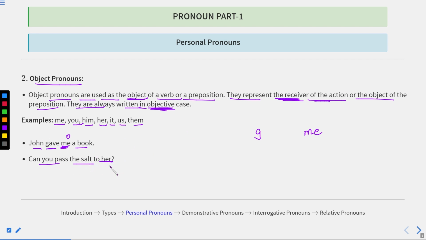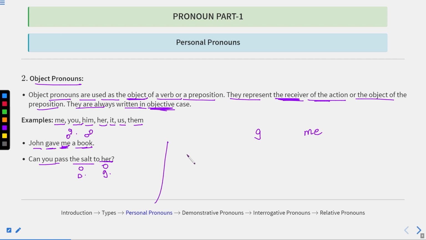Again, to her. Her is an objective case, or the object of the sentence. Also, the salt is an object over here. The book is also an object over here. But these are actually the direct objects, whereas this me and this her is an indirect object. But it does not matter at all whether we are talking about the direct object or indirect object. If a pronoun has to be written in the object place, it should be in the objective case only.